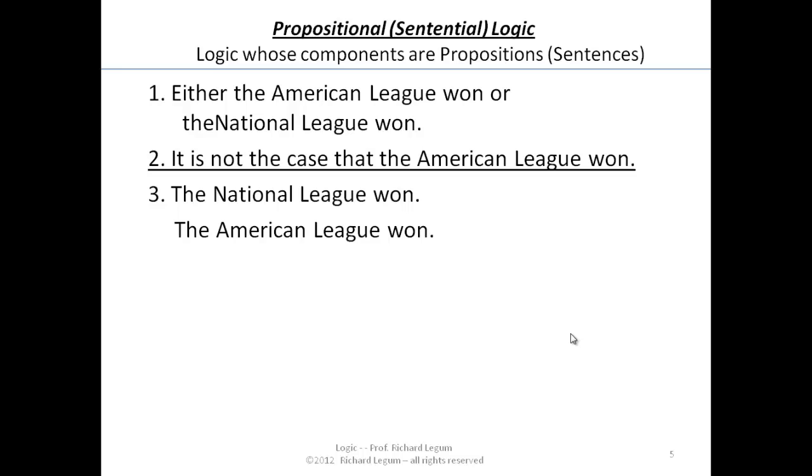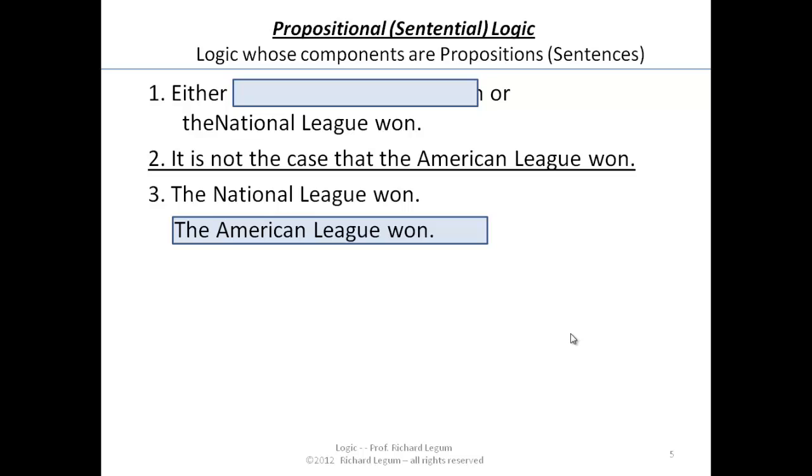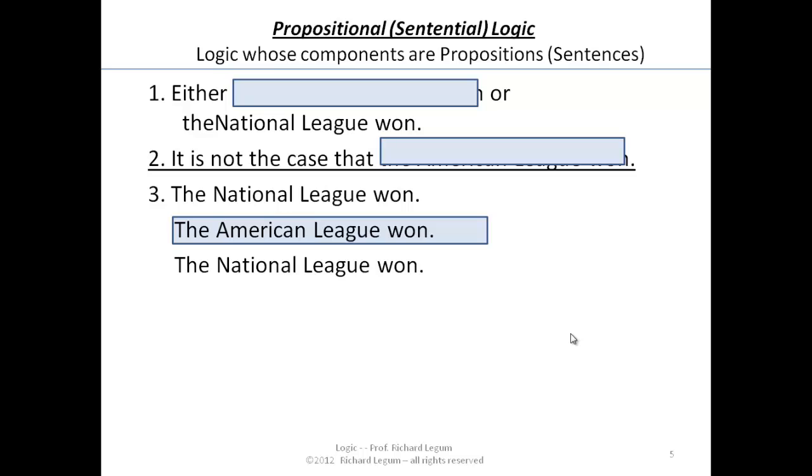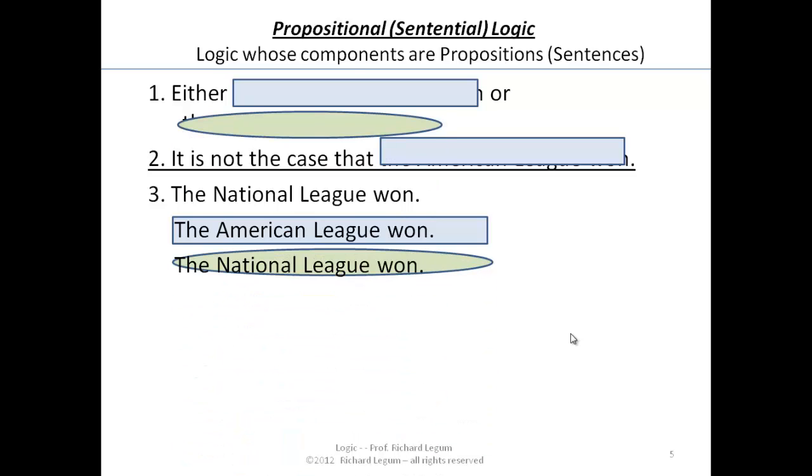Notice we have the first premise, either the American League won or the National League won. It's not the case the American League won, therefore the National League won. So we have the American League won, and we have the American League won in that same place. We have the National League won. We're going to put the ellipse around it. Or the National League won. Okay, and now we're beginning to see the pattern.